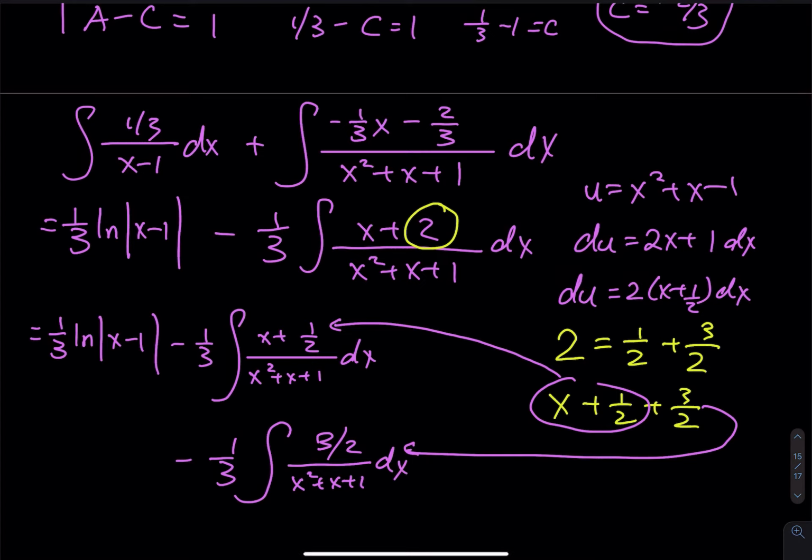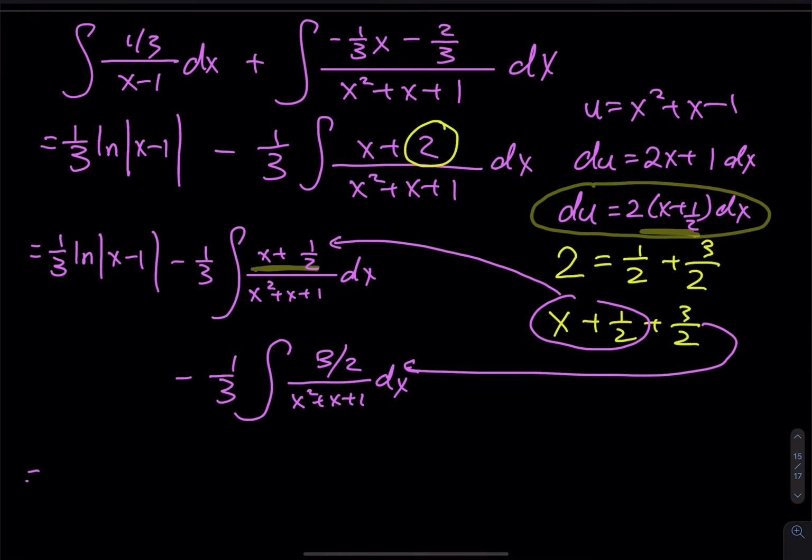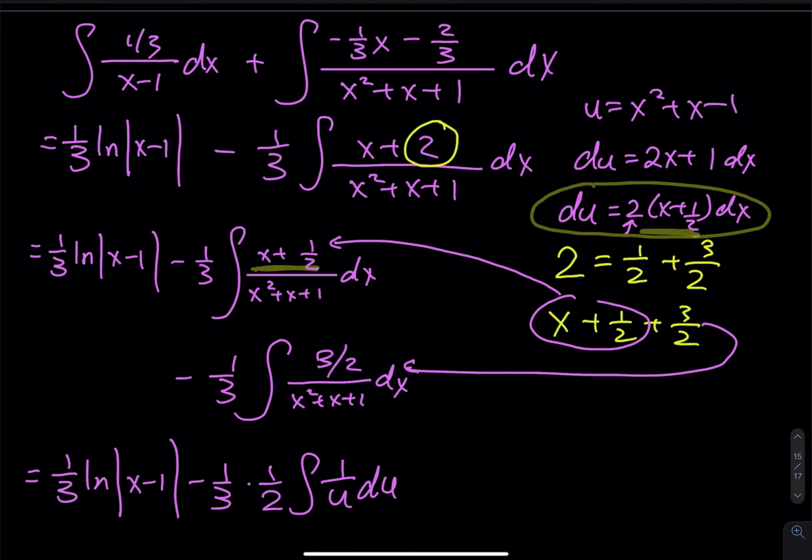now do you still remember the result of the u substitution? And then this x plus 1/2 will get rid of this x plus 1/2. All right, and then leave you a 2 out front. So we have 1/3 ln absolute value of x minus 1 minus 1/3, so that leaves you a 2 out front, the 2 in front of the 1 plus 1 over 1 over 2, x plus 1 over 2. So we have to multiply 1/2 and then integral 1 over u du.